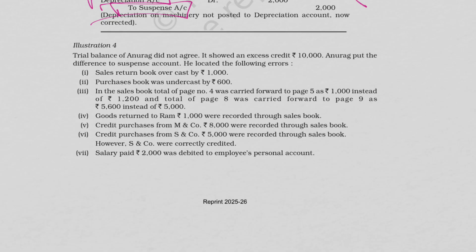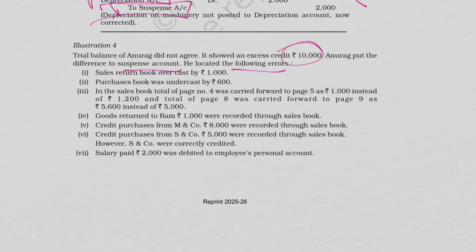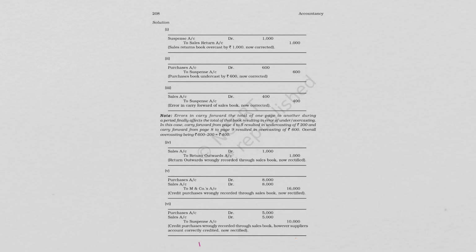Next we have the trial balance of Anurag did not agree. It showed an excess credit of rupees 10,000. So Anurag put the difference to suspense account. He located the following errors. So first of all, we have sales return book was overcast by 1000. So to rectify this, we'll pass the entry suspense account debit to sales return.